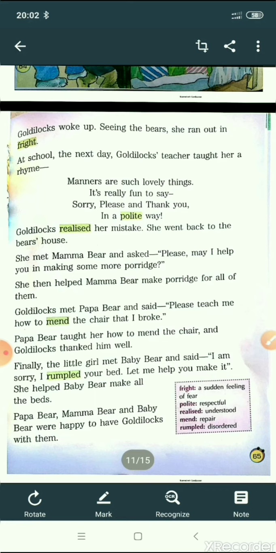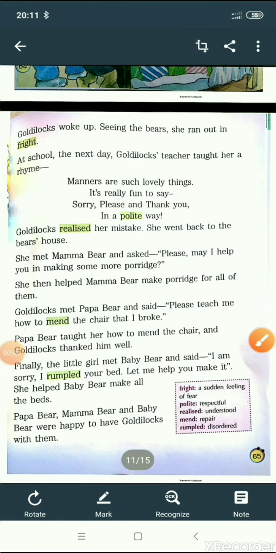She went back there, and there she first met Mama Bear, and she requested Mama Bear to allow her to help in making some more porridge. Mama Bear allowed her, and she helped Mama Bear in making porridge for all of them.